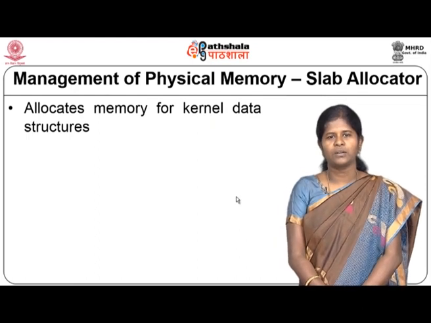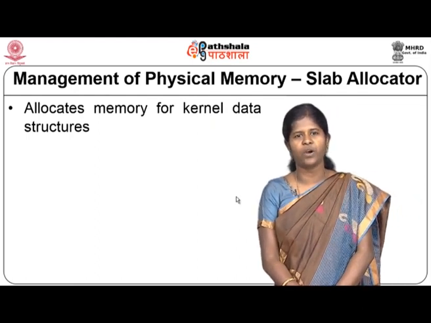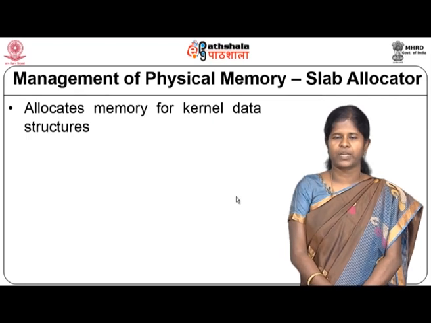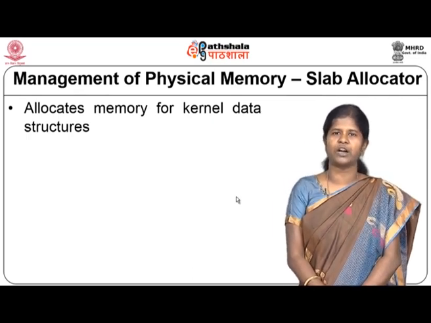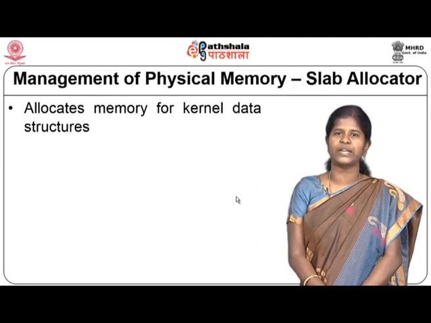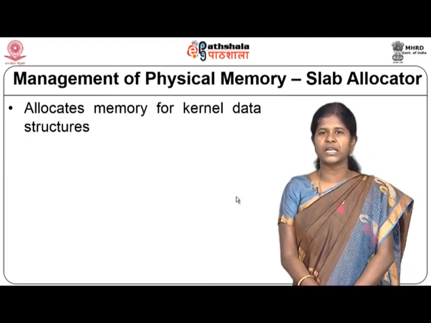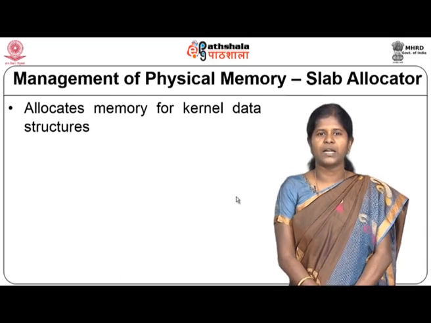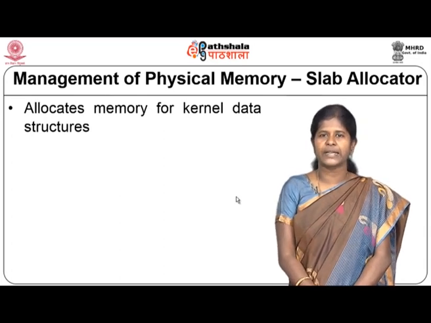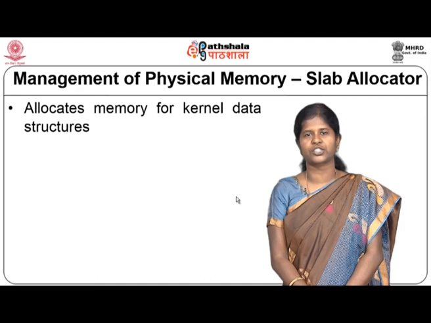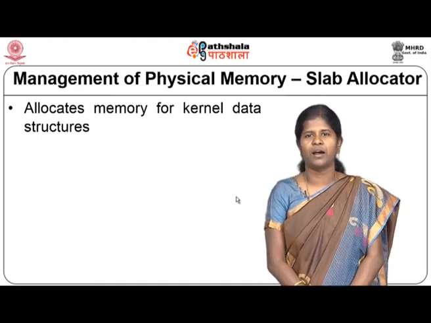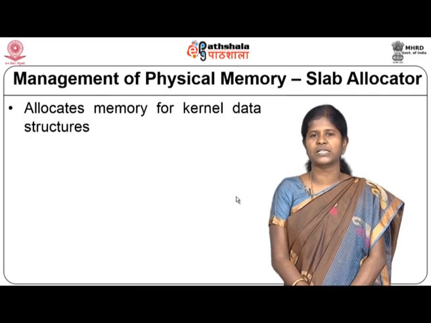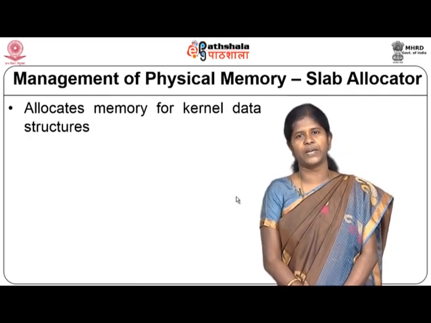Now, how is memory allocated for kernel data structures? We have been seeing in different modules earlier that there are a number of data structures maintained in the kernel, and these kernel data structures need to be allocated memory. Say for example, data structures like the process control block, the process table, VM struct, task struct, and so on, and all these need to be allocated space.